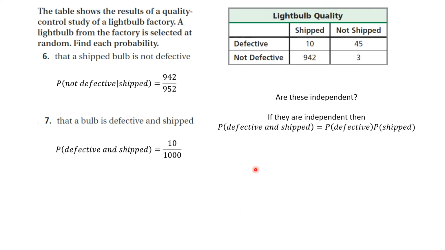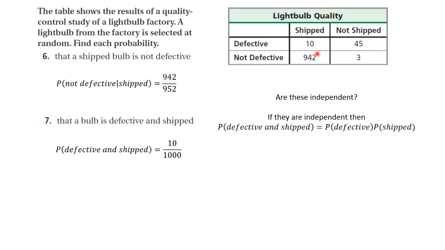And I know that's something that people tend to miss on the test because they always just resort to, well, it doesn't seem like they'll make a difference. Well, maybe they do. Actually check it using the formula. And so defective and shipped, that's this number, the 10 over 1,000, 1 over 100. What's the probability that they're defective? Well, how many defective bulbs did we have? 10 and 45, that's 55 defective bulbs.